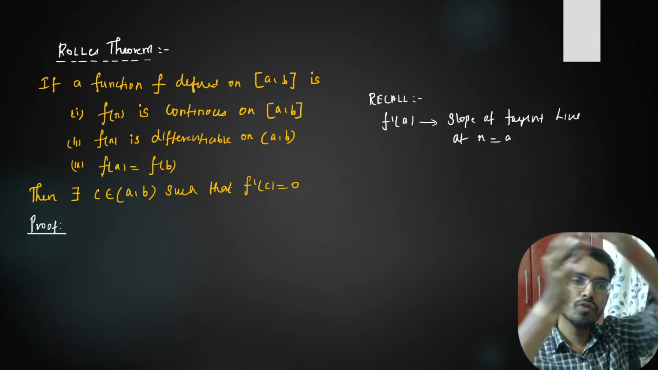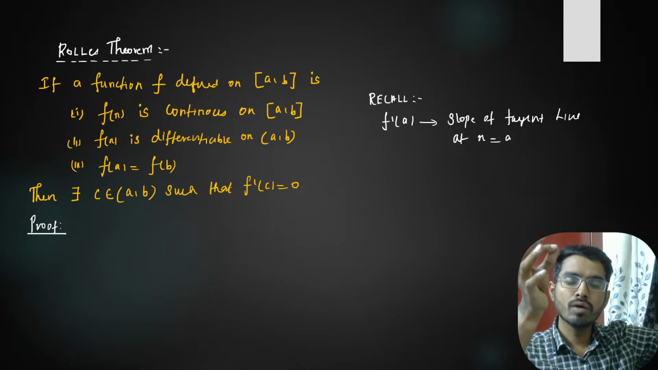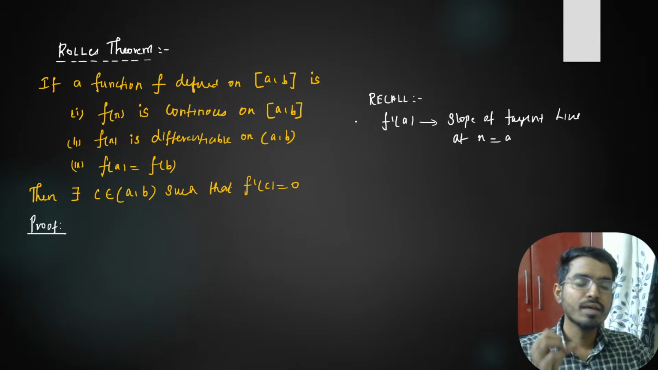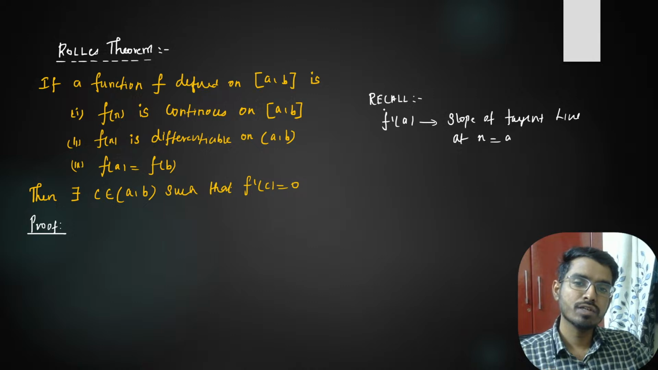At the function value you draw a tangent line at that point to the curve. The slope of that tangent line is called f dash of a, right? So I strongly recommend you watch the previous videos, because if you watch this video directly then it is hard to visualize. I've already explained what is meant by f dash of a, right?